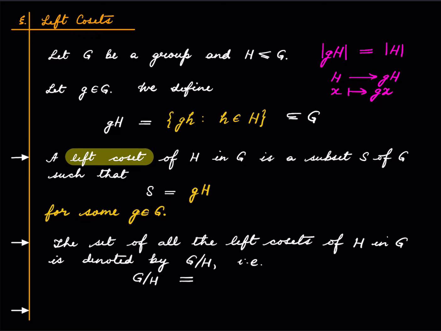And the set of all the left cosets of the subgroup H in the group G is denoted by this symbol, which is in notation. We have said something in words, but if you write that in notation, it just means this set. The set of all the left cosets of H in G is denoted by this notation. And how do we read it? We read it as G mod H.